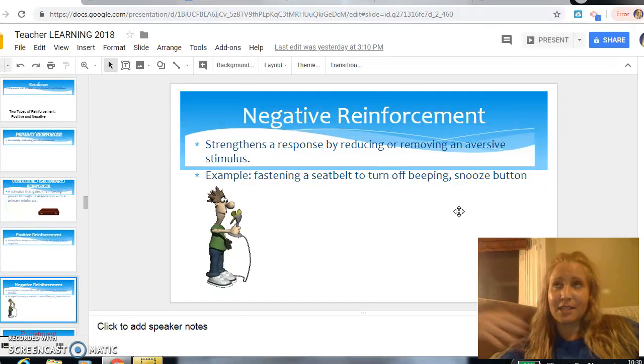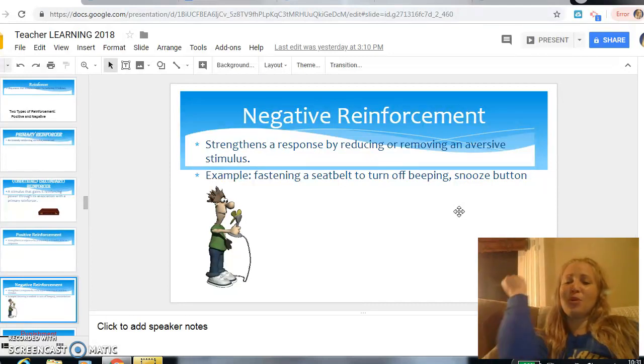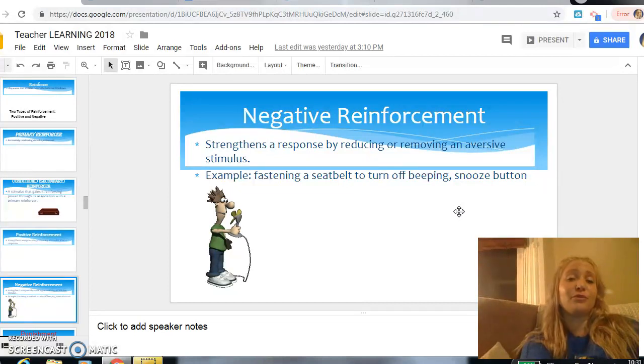So an example is, I have a Honda Civic. As soon as I get in the car, if my seatbelt is not buckled, my backup cam screen starts blinking. Fasten your seatbelt, fasten your seatbelt. There's a really annoying beep. It literally will last forever if I don't buckle my seatbelt. So this is an example of negative reinforcement. I am more likely to buckle my seatbelt in the future because it takes away the aversive or bad stimulus of that beep, okay? Because I don't want to hear that beep.